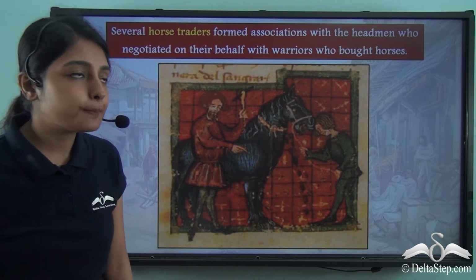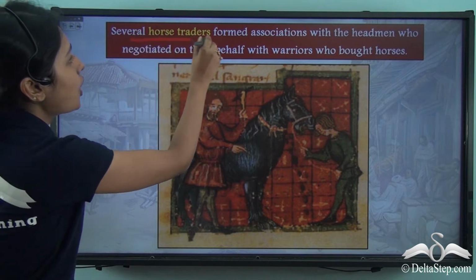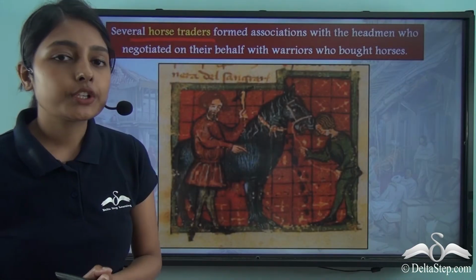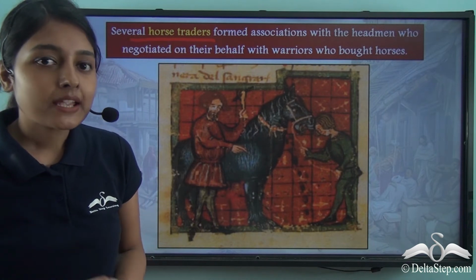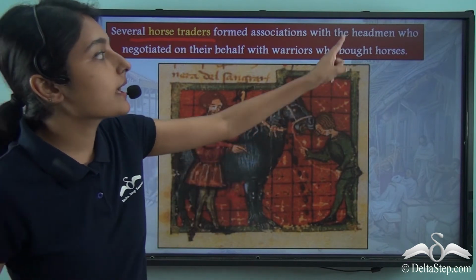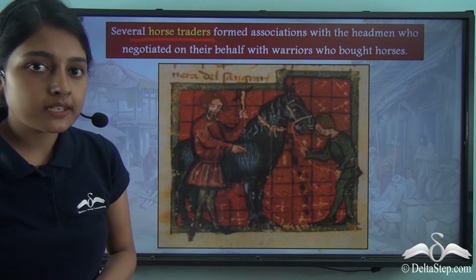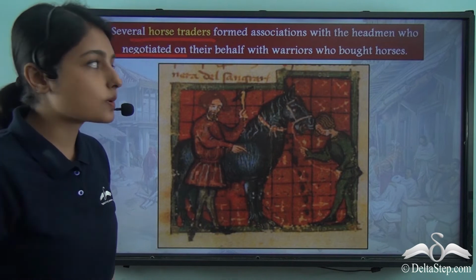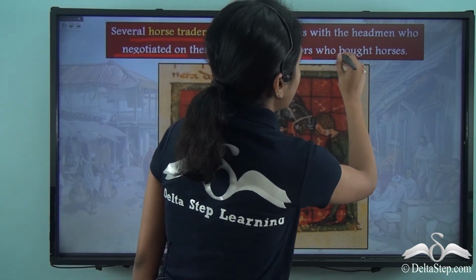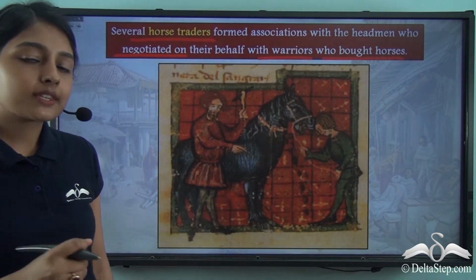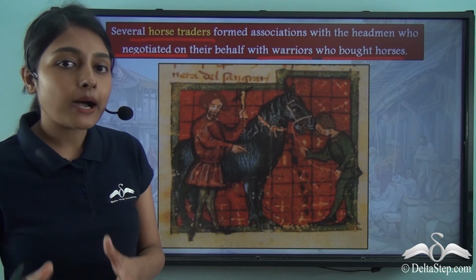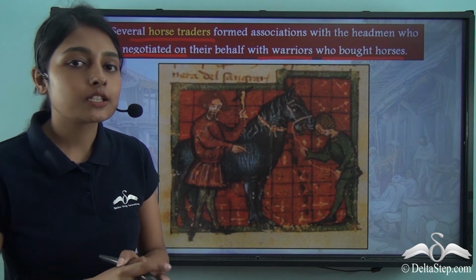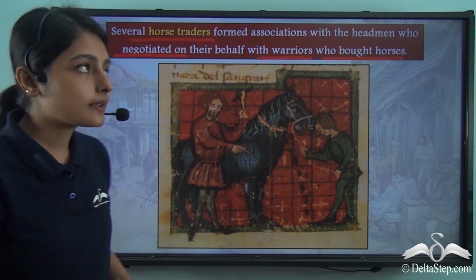And for this reason, the trade of horses became very important in medieval India. And for this purpose, several horse traders formed their associations. Now what did these associations do? These associations had their headmen, and these headmen negotiated on behalf of the association members with the warriors who bought horses. So from this you can infer that the buying and selling of horses was also a very important thing during the medieval period.